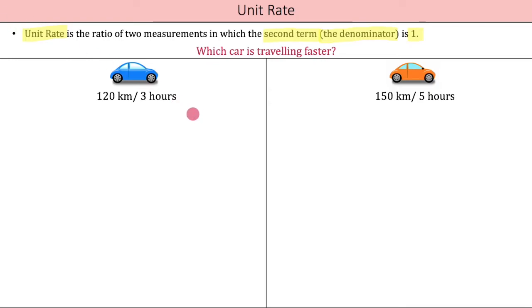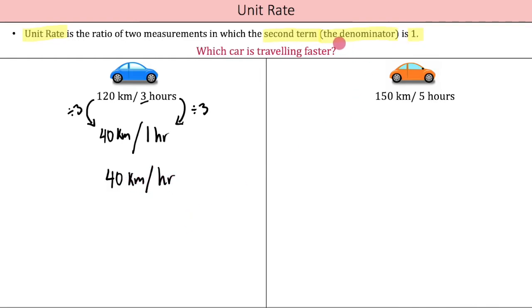So how are we going to do that? We need to turn 3 into 1. Well, to do that, we just simply divide by 3. Now, if I divide this number by 3, I must divide this number by 3. 3 divided by 3 is going to be 1, so 1 hour. And 120 divided by 3 is going to be 40, so 40 kilometers. So just like that, we have found out that this car is traveling 40 kilometers every 1 hour. We would write that as 40 kilometers an hour. We don't have to put the 1 there.